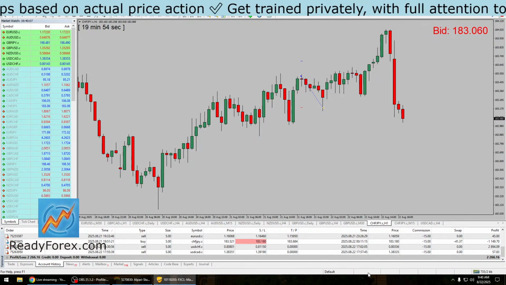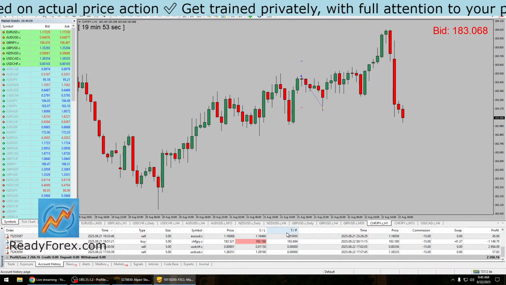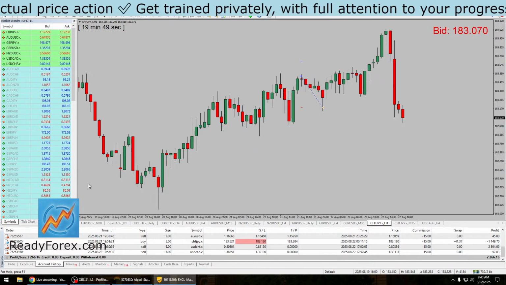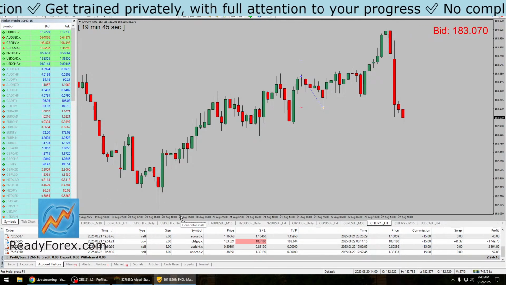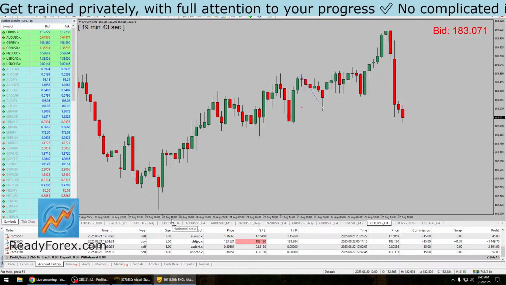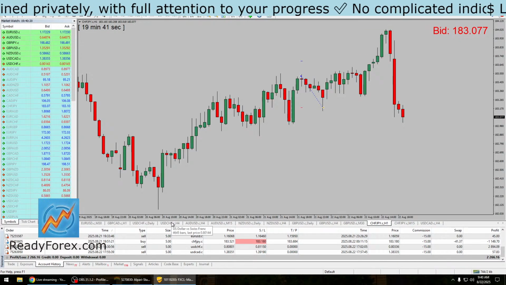Good thing is I managed to catch the US dollar Swiss franc sell trade that was based on a false breakout.